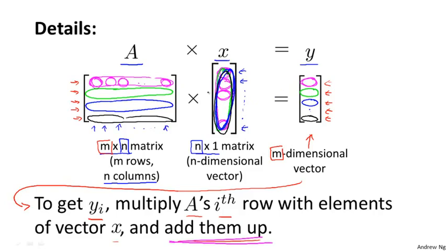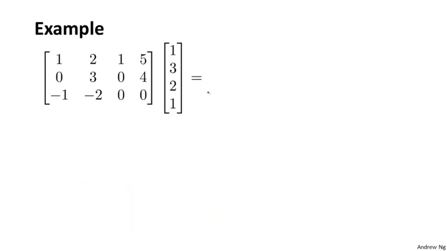Let's do one more example. Here's the example. So let's look at the dimensions, right? Here, this is a 3 by 4-dimensional matrix. This is a 4-dimensional vector, or a 4 by 1 matrix. And so the result of this product is going to be a 3-dimensional vector. So I'm going to write a vector with room for 3 elements. Let's carry out the products.